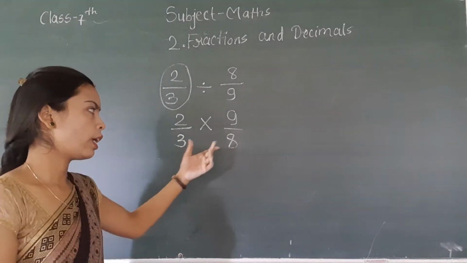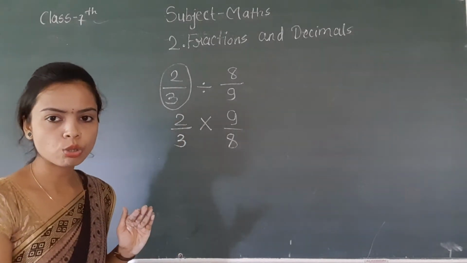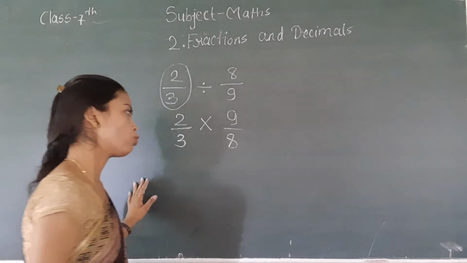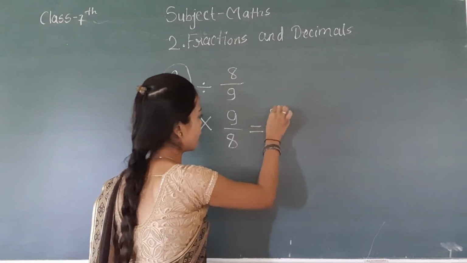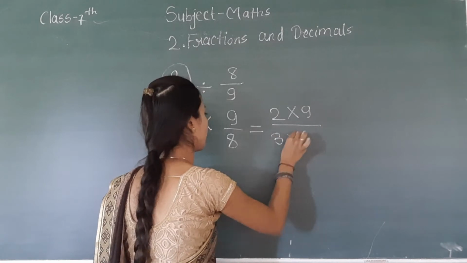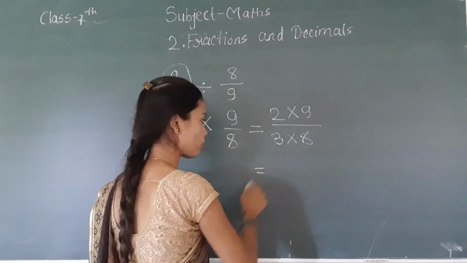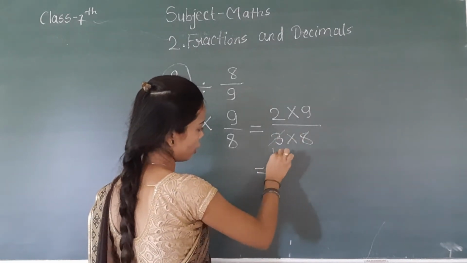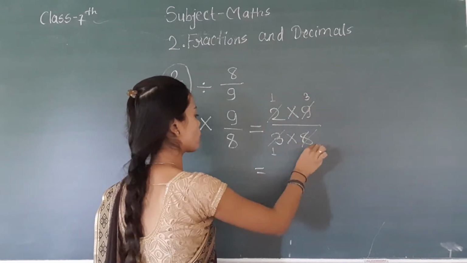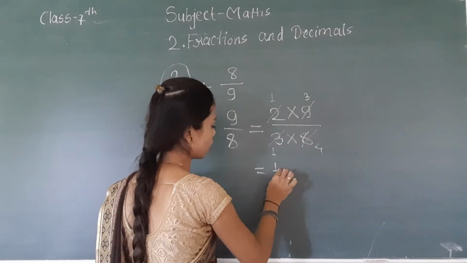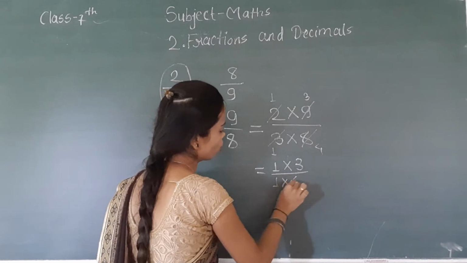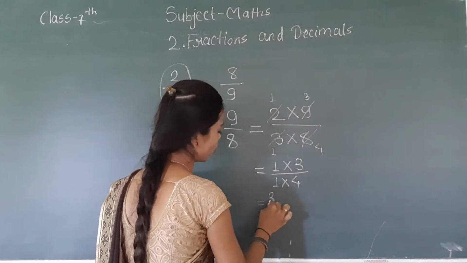Okay, after that your quotient changes to the multiplication quotient and you know how to multiply the two fractions. So if you have to multiply it, you will write it as 2 multiplied by 9 and in the denominator you write 3 multiplied by 8. Okay, so 3 ones are 3, 3 threes are 9, 2 ones are 2 and 2 fours are 8. So in the numerator it is 1 into 3 and in the denominator it is 1 into 4. So our answer will be 3 upon 4.